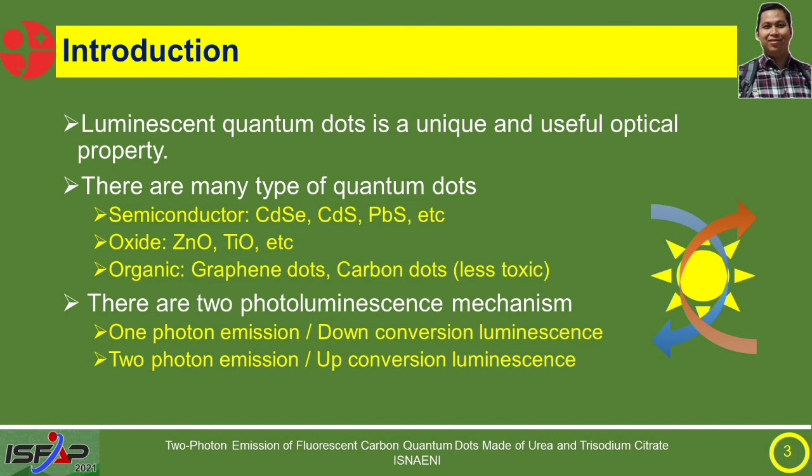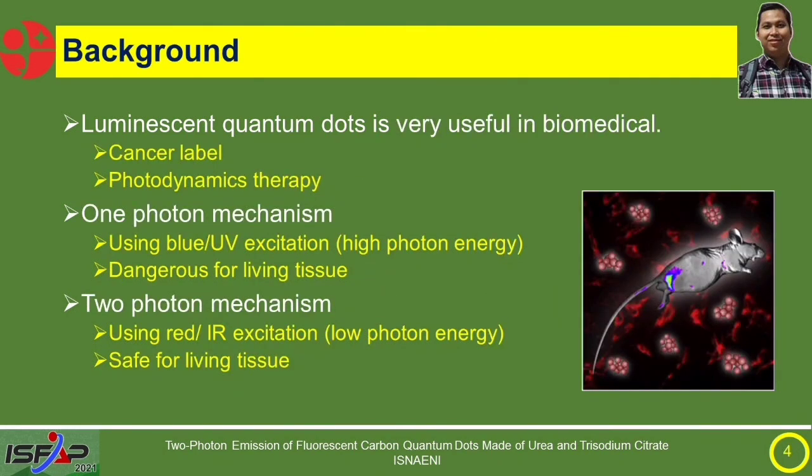Carbon quantum dot can emit a certain light upon an excitation light. Two main mechanisms of photoluminescence are down conversion luminescence, also known as one-photon emission, and up conversion luminescence, which is also known as a two-photon emission. Many researchers have tried to use quantum dot to detect location of cancer. Others have tried to utilize quantum dot for photodynamic therapy to cure cancer.